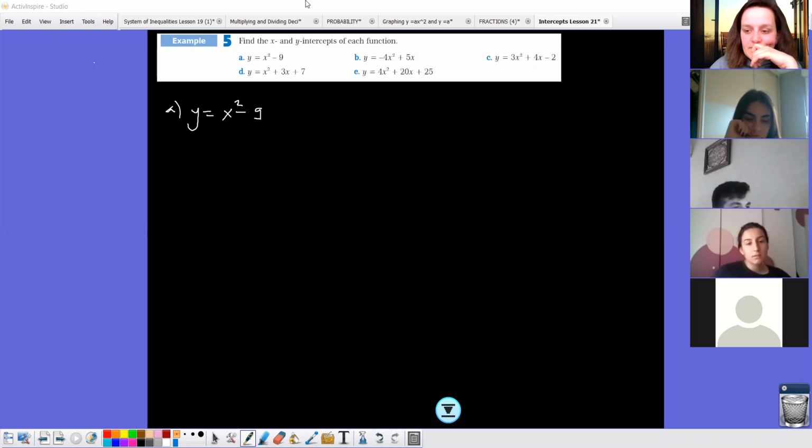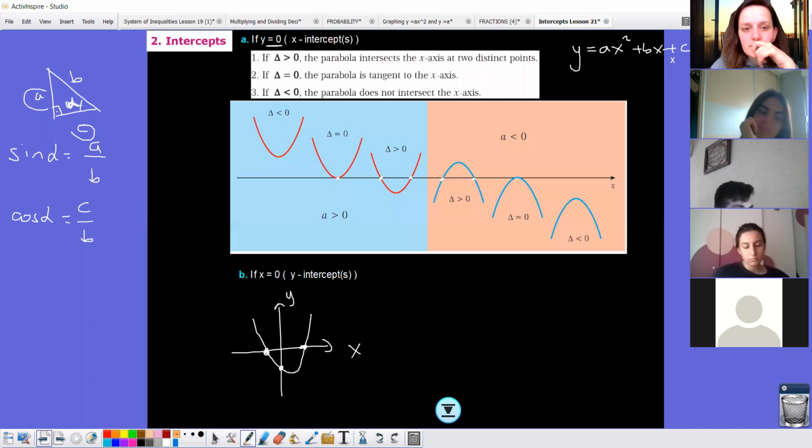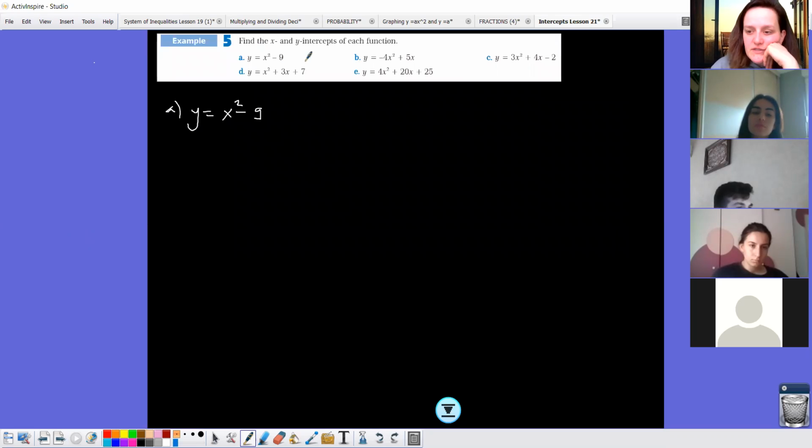Teacher, yes, in the previous lesson we were talking about intercepts, how we are finding the intercepts. Yes, here we said if y is equal to 0, we find x-intercepts. If x is equal to 0, we find y-intercepts. Now we have the function and we need to find x and y-intercepts.